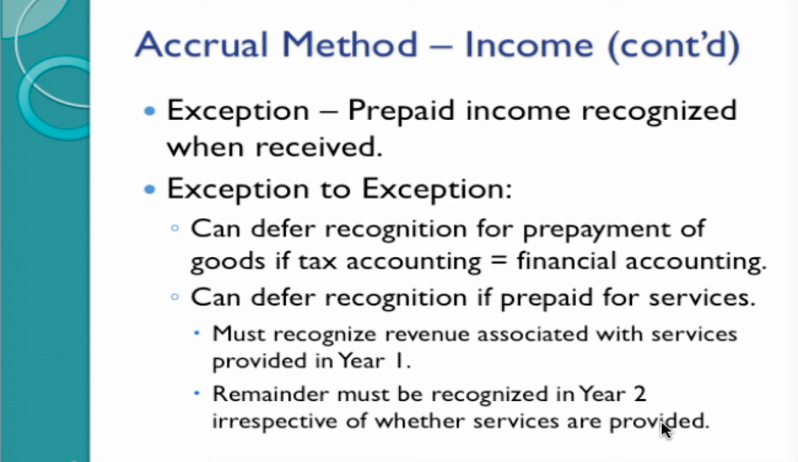Prepaid income is generally recognized when received, regardless of whether you're on the accrual method or not. However, you can defer recognition of prepayment for goods if your tax accounting method equals your financial accounting method. So in other words, if you don't have two different methods, so you're not cash on one, accrual on the other, or cash on one, hybrid on the other, as long as you're the same for financial accounting purposes and tax accounting purposes, then you can have that exception to the exception.